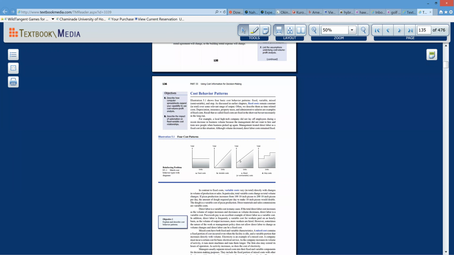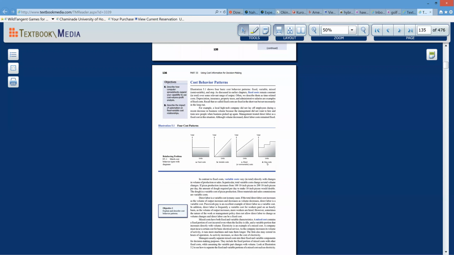And then as we produce more units, the cost goes up. Notice it's not a 45-degree angle, and it does not start at 0, 0 like a variable cost does. The line starts at the fixed cost point, okay? And that's a mixed cost. Most costs have the characteristic of mixed costs. So almost anything you can think of has elements of both fixed and variable costs. So we have to take both into consideration when we're doing our break-even analysis.